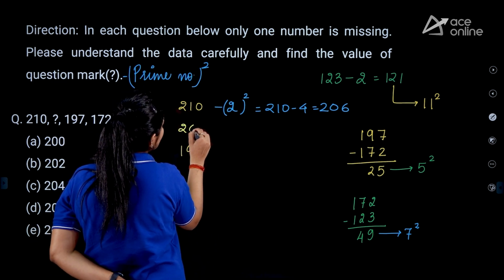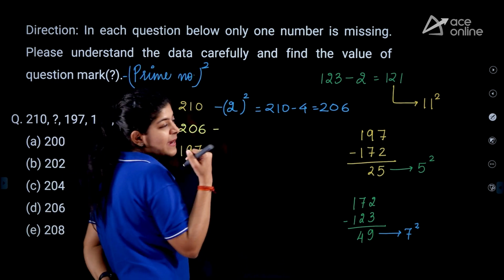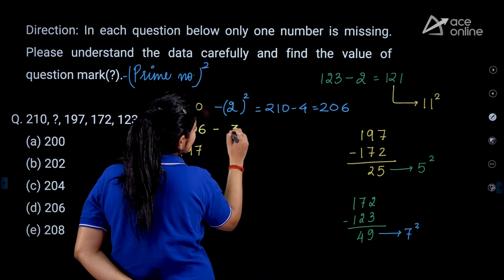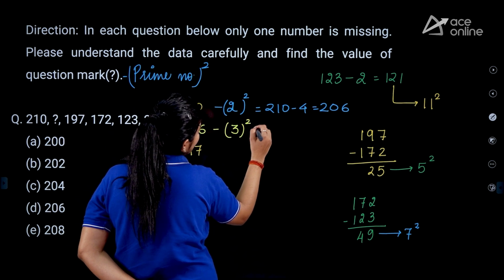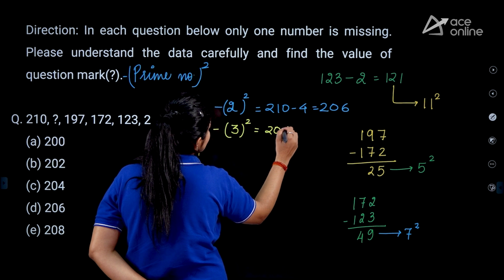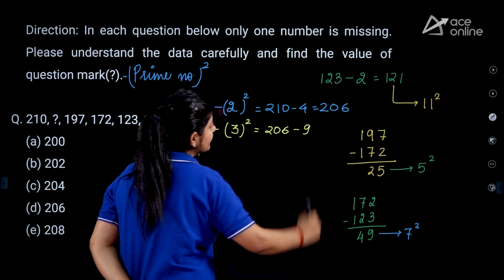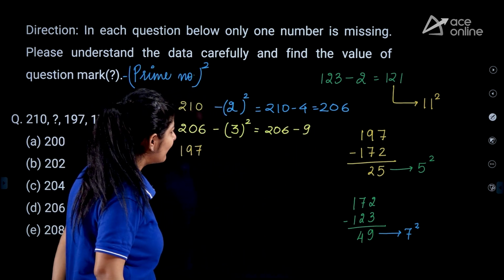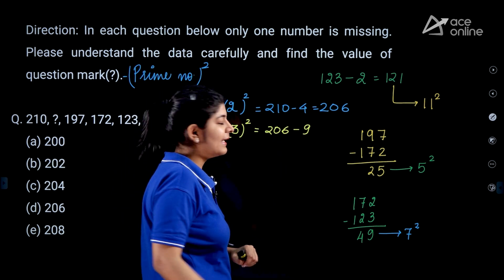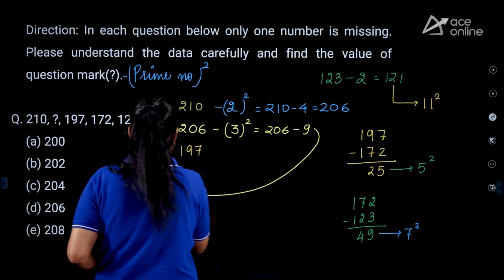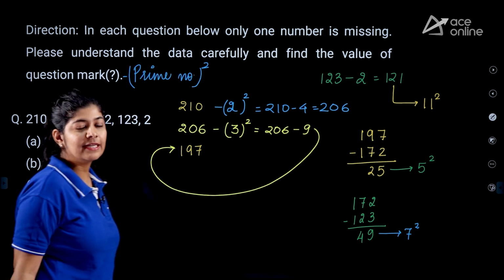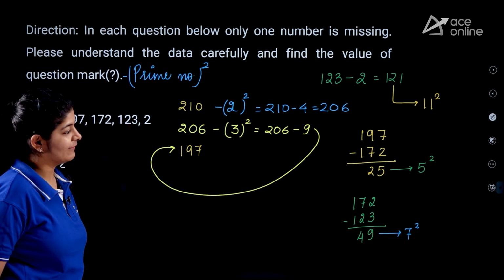So here we are having 206. The next prime number is 3, and 3 square means 206 minus 9. When I subtract over here, I get this number, 197. I get this particular number 197.